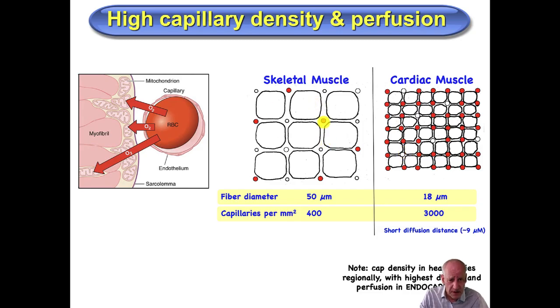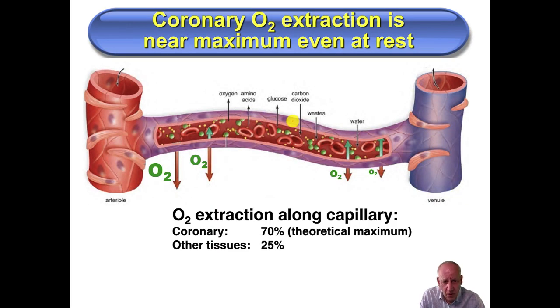Another difference illustrated here is that in skeletal muscle at rest, only a small proportion of the capillaries are perfused at any given time, whereas in the cardiac muscle, a higher proportion of capillaries are perfused continuously because, recall, the heart is really never given an opportunity to rest. The heart extracts more oxygen from the incoming blood, even at rest, than any other major tissue in the body. At rest, approximately 70% of the oxygen in blood is extracted as the blood flows through the coronary capillaries, as compared to only 25% for other body tissues.